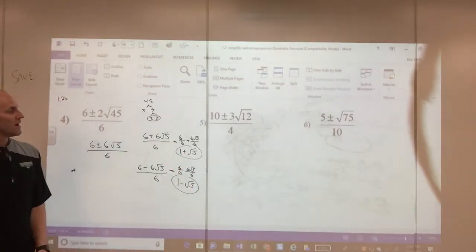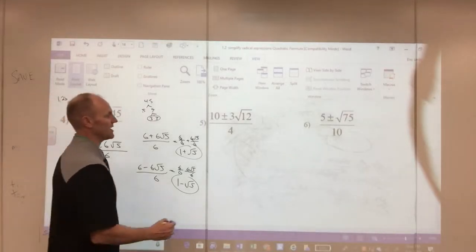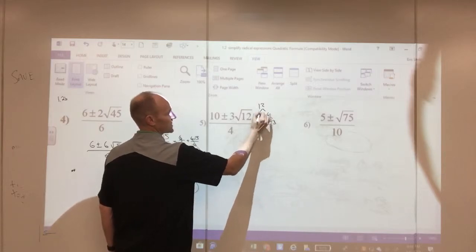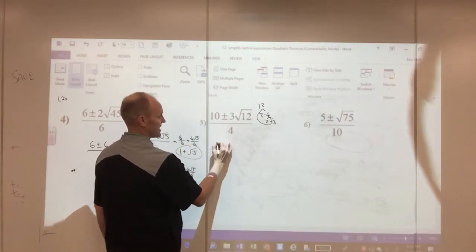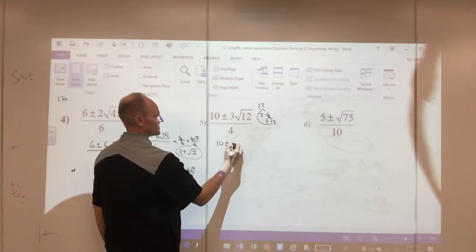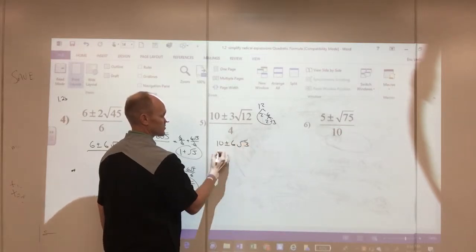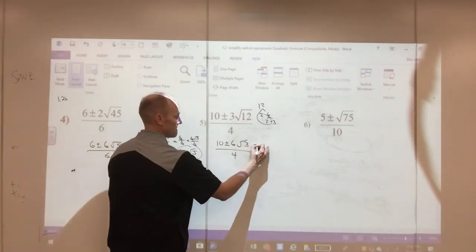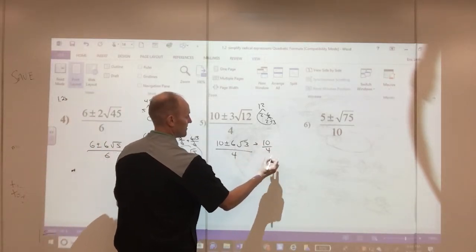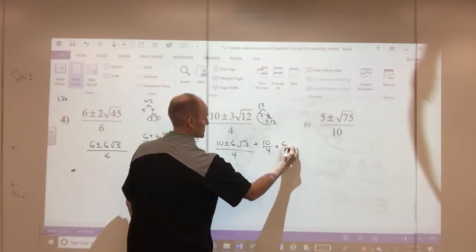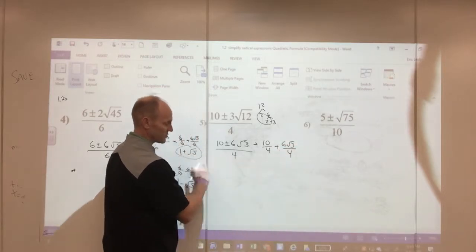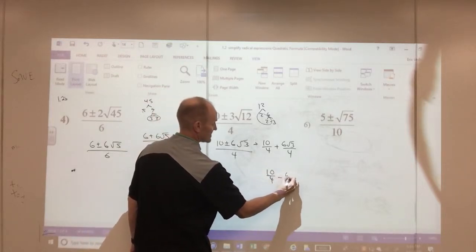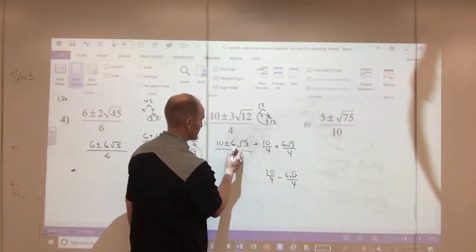All right, number 5, square root 12. Let's do my tree. That'd be 2 times 6, 2 times 3. So you can sort of see I can pull out that 2 out in front. So I get 10 plus or minus 3 times 2, which is 6, square root 3 all over 4. Okay. Split this up. I've got 10 over 4 plus 6 square root 3 over 4. So notice I'm sort of doing 2 steps in one. And then I'd have 10 over 4 minus 6 square root 3 over 4 because I got the plus or minus.